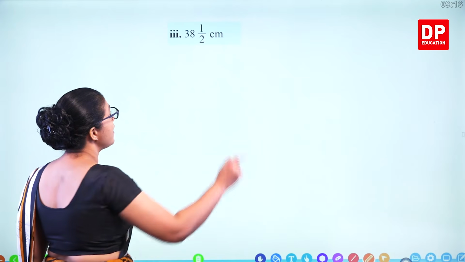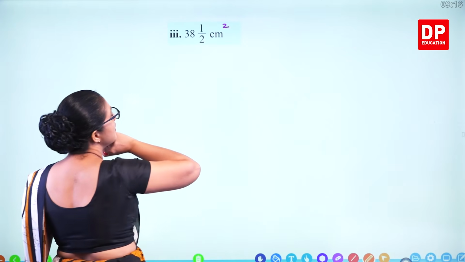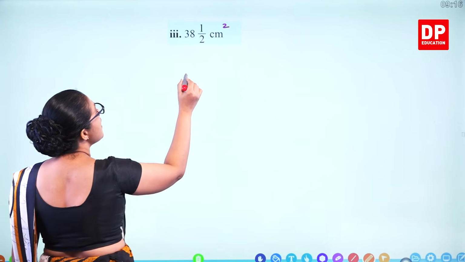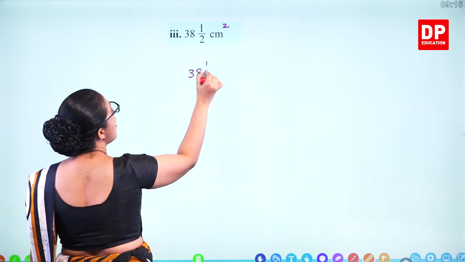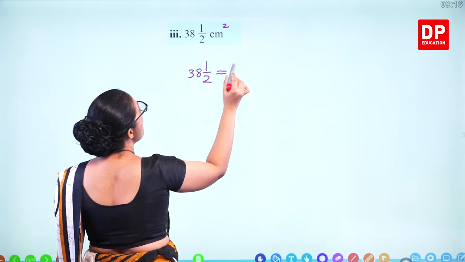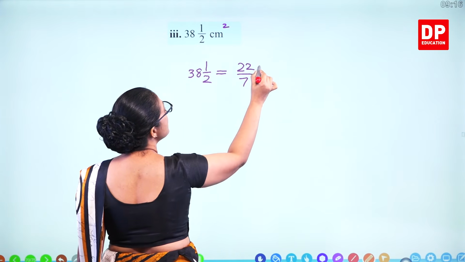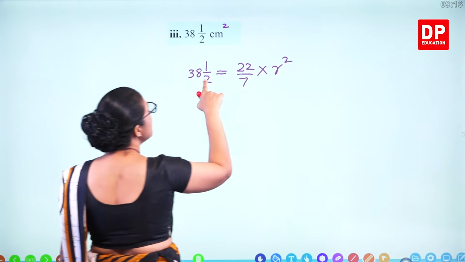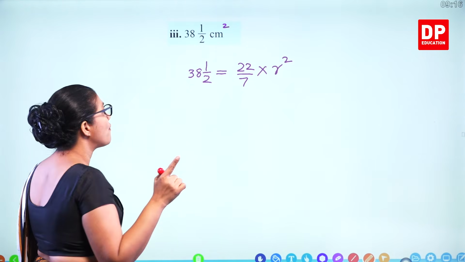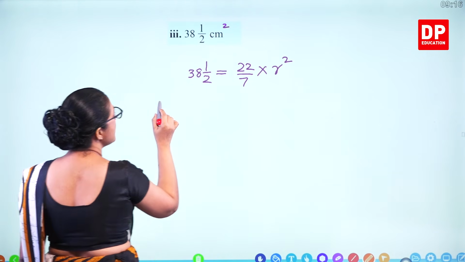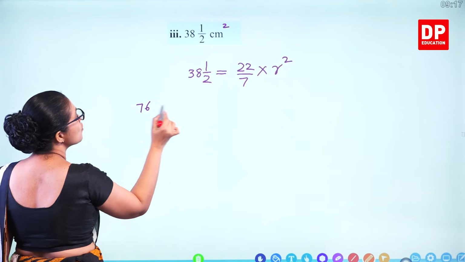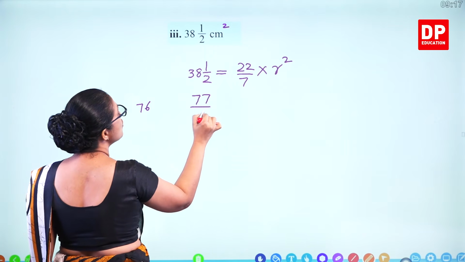38.5. This should be area, square centimeters. That's a mistake. So what's the area? 38.5. That's equal to pi, 22/7 into r square. We'll convert this to an improper fraction: 77/2.